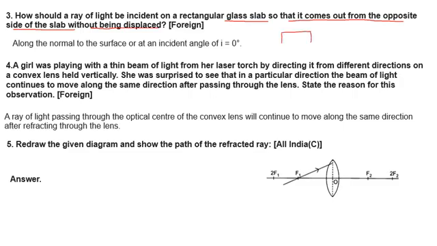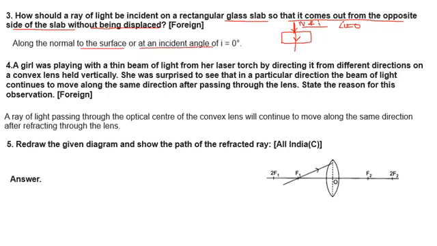If this is a glass slab and if I make an incident ray, okay, this is the incident ray which is overlapping my normal. My incident ray and the normal are overlapping with each other. It means the angle between the normal and the incident ray is 0. So angle of incidence is equal to 0. In this case the light will just go out from the slab without being displaced. So here we can say: along the normal to the surface, at an incident angle i equal to 0.